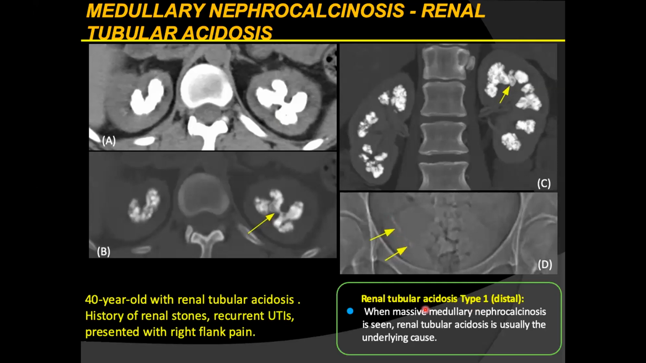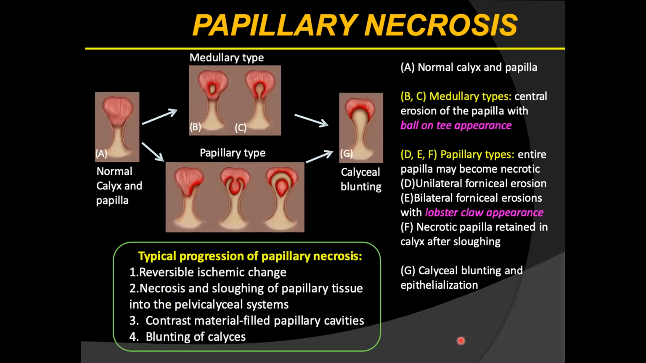So this is a case of renal tubular acidosis type 1, in which generally when you see massive medullary nephrocalcinosis, the usual underlying cause is renal tubular acidosis type 1. Now, coming to papillary necrosis.